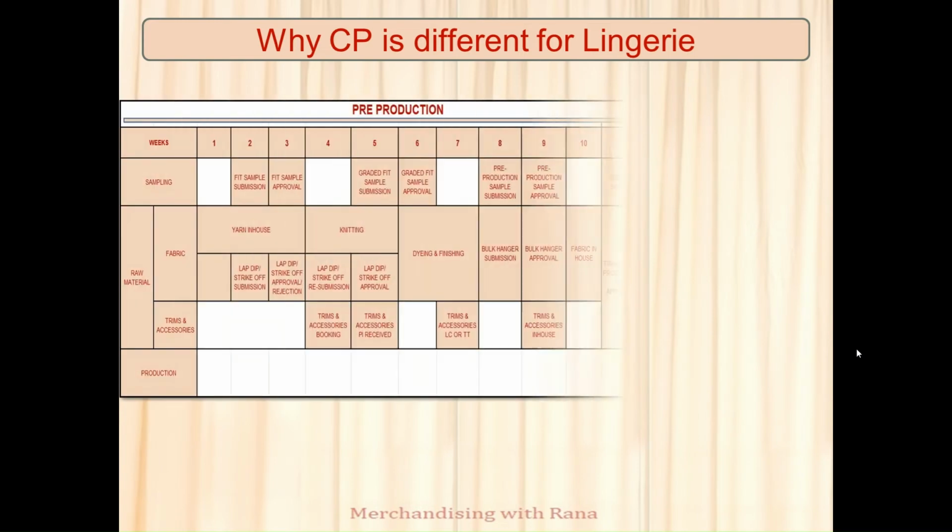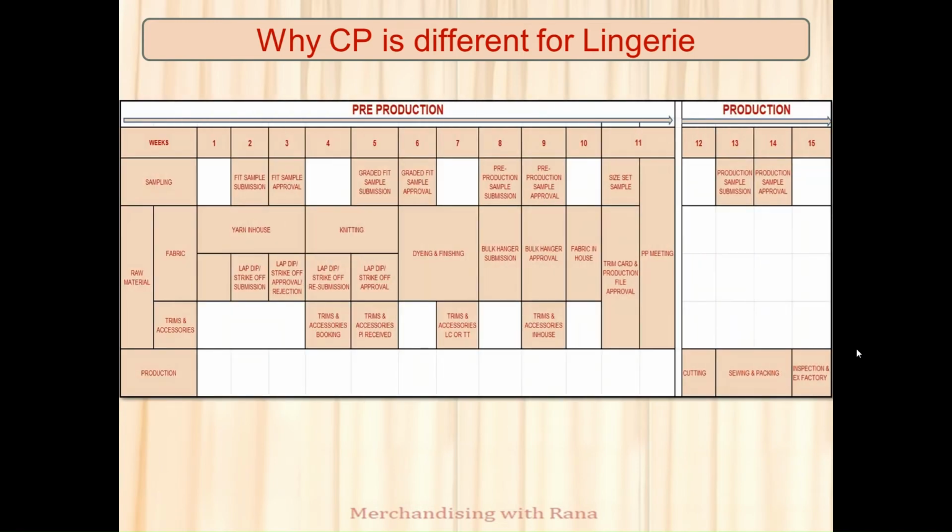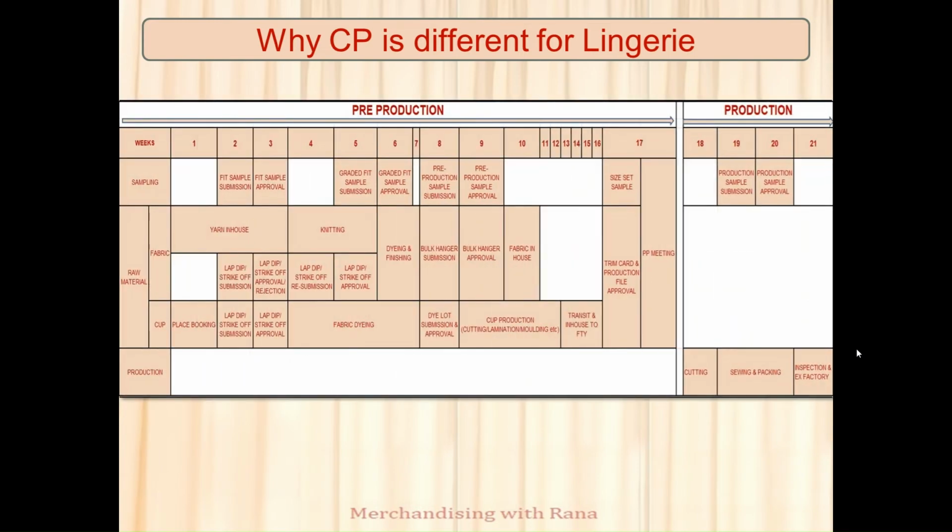See, I have shown this chart already, but if it is lingerie, then it will change in this way. You can see I have taken only the cup, whose lead time is bigger. I didn't consider any other material. So you can see from here that for cup, it takes about 12 weeks from placing the booking to cup production. And there is also a 4 weeks lead time for transit and in-house to factory.